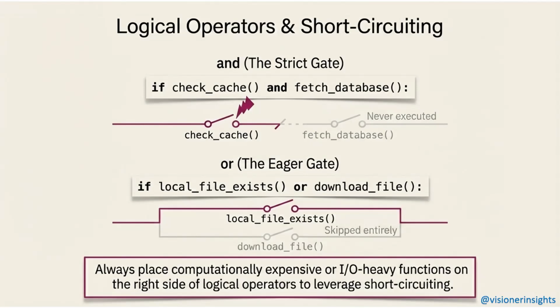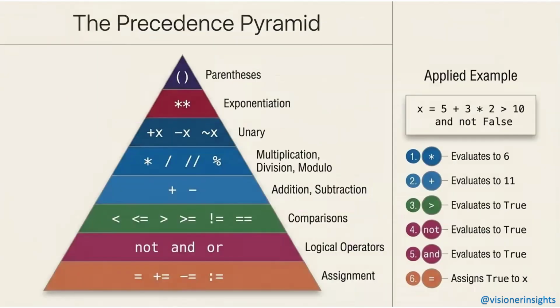The OR operator is more like an eager gate. If the first condition is true, the whole thing must be true. And Python eagerly moves on, again, skipping the second part entirely. And this right here is why you should always put your fastest, cheapest checks on the left side of the expression. So what happens when you throw a really complex expression at Python?